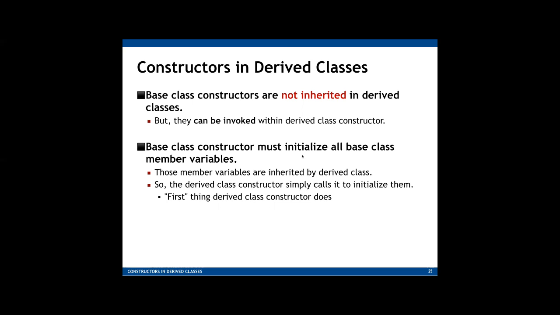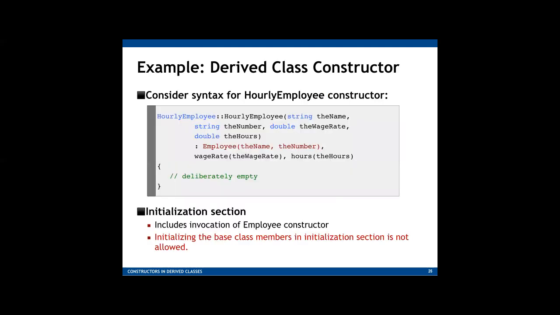So a constructor for a derived class begins with an invocation of a constructor for the base class. So the first thing a derived class constructor does is invoke the base class's constructor. This is an example of calling a base class constructor.